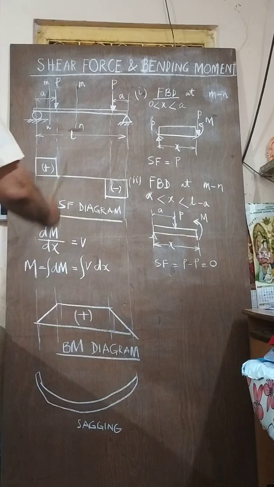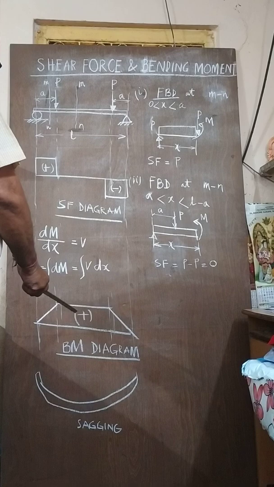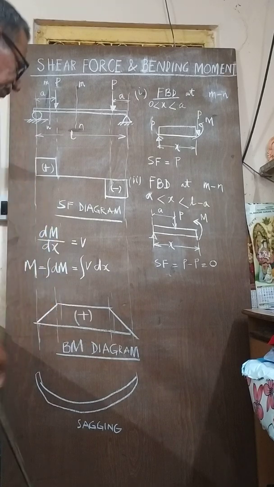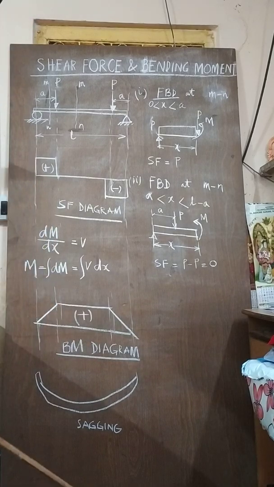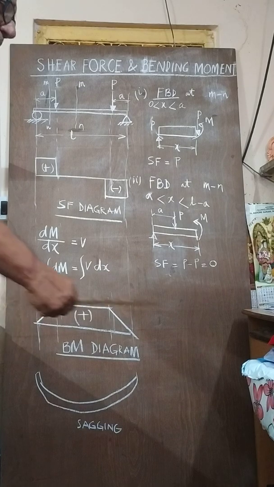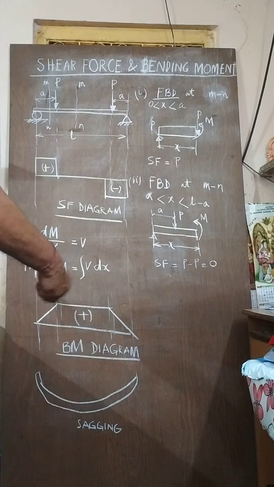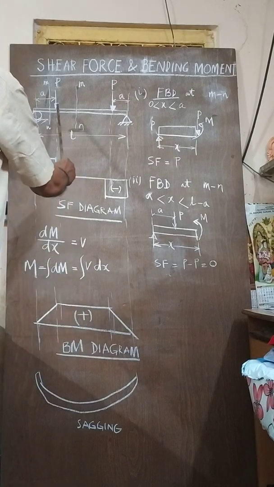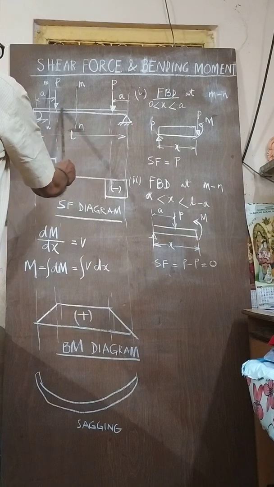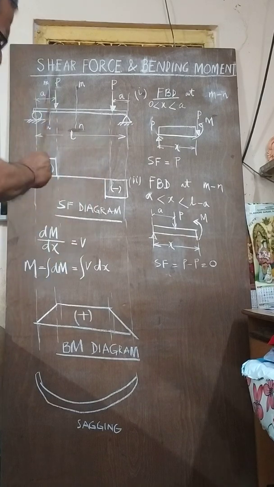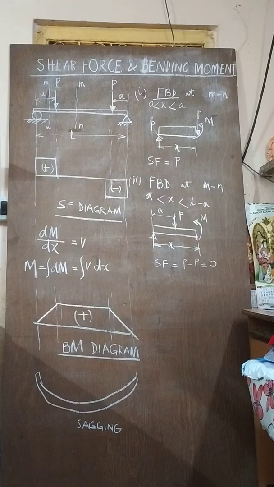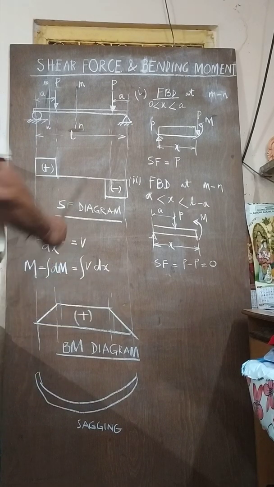And these two curves are very important, because the bending moment curve is the most vital curve, since the bending stress will be evaluated for the maximum bending moment. This to this is the constant bending moment. This is a special case of a beam, and we call it pure bending. This portion is pure bending.